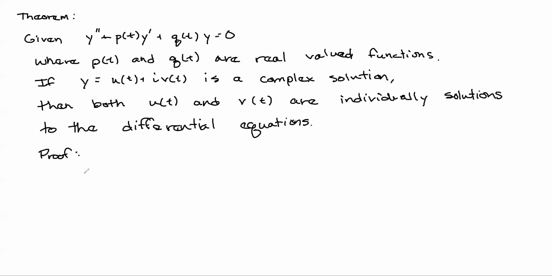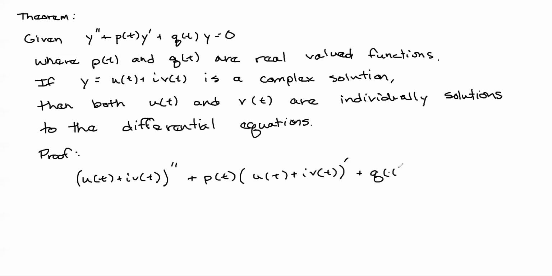All right, so what's going to happen? We're going to get u of t plus i v of t, right? So that's what y equals. So we're going to have that double prime, plus p of t times u of t plus i v of t prime, plus q of t times u of t plus i v of t. And that has to equal 0, right? Because we're just taking everything and popping it in here, and it has to be true.